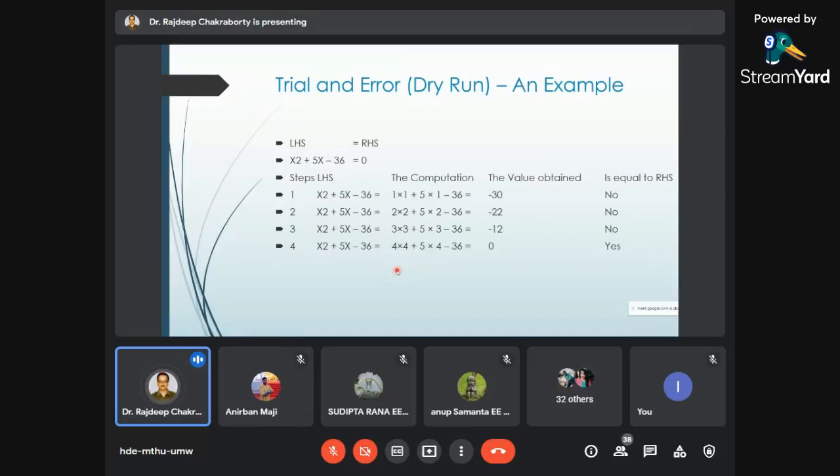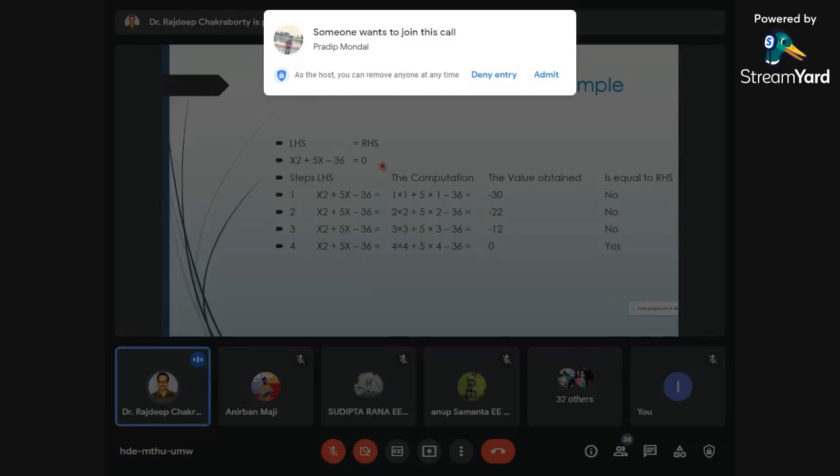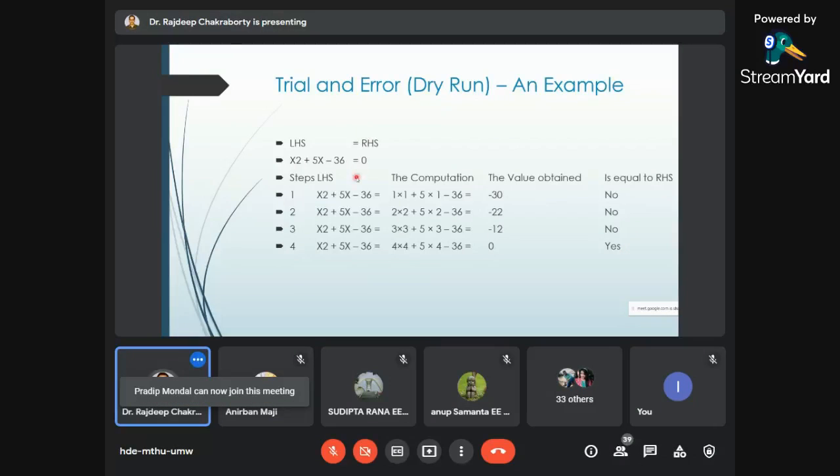So this is a trial and error example, very short. If I want to solve this equation, for example, x squared plus 5x minus 36 is equal to 0, and I do not know the formula, a squared plus 2ab plus b squared. This is a simple example. So in trial and error, how can we solve? We start with 1, 2, 3, 4. We get the values, and if it is equal to the right hand side, then our problem is solved.